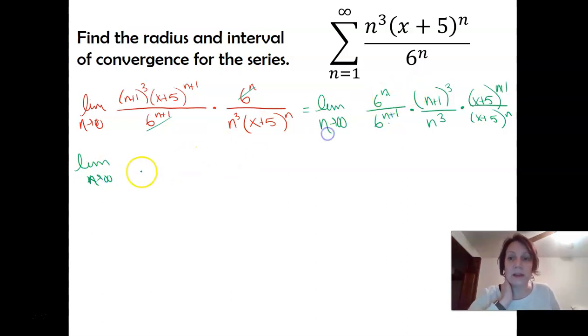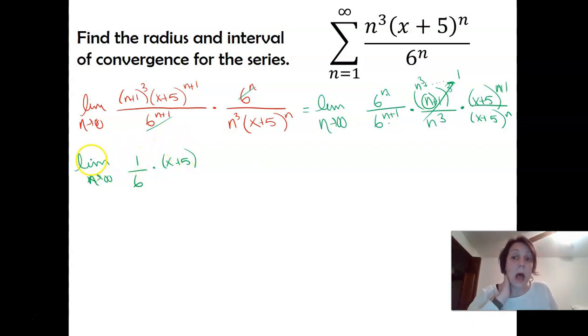Now once they're grouped like that, it's much easier to see what's going to happen. 6 to the n over 6 to the n plus 1 is going to become a 1 over 6. This is a cubic. This is an n cubed plus blah, blah, blah. This is an n cubed. That's going to go to 1. And I have an x plus 5. So I've got a 1/6 times an x plus 5, also known as x plus 5 over 6.